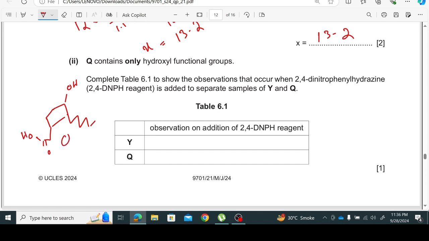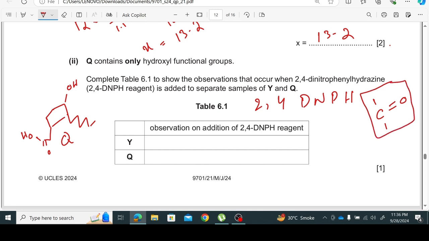So it is our structure Q. Okay, hydroxyl groups. Complete table 6.1 to show the observations that occur when 2,4-dinitrophenylhydrazine is added to separate samples. This is Brady's reagent, DNPH. It is used for detecting the carbonyl group. If there is a carbon double bond oxygen carbonyl group, it doesn't matter whether the substance is an aldehyde or ketone. It detects both.